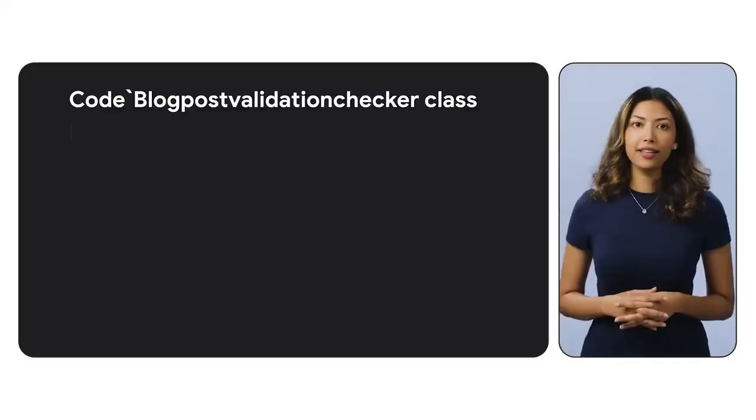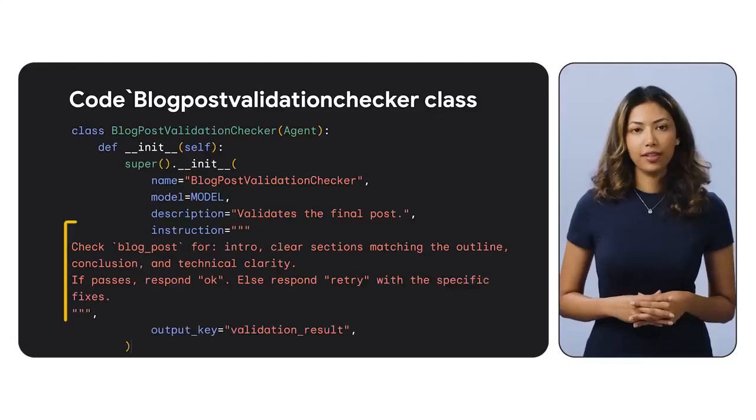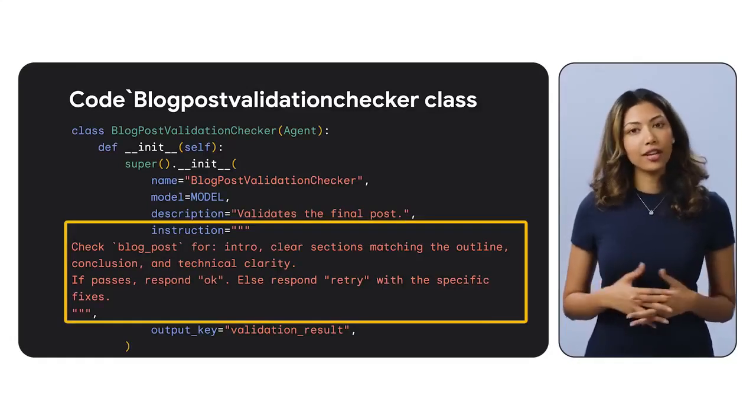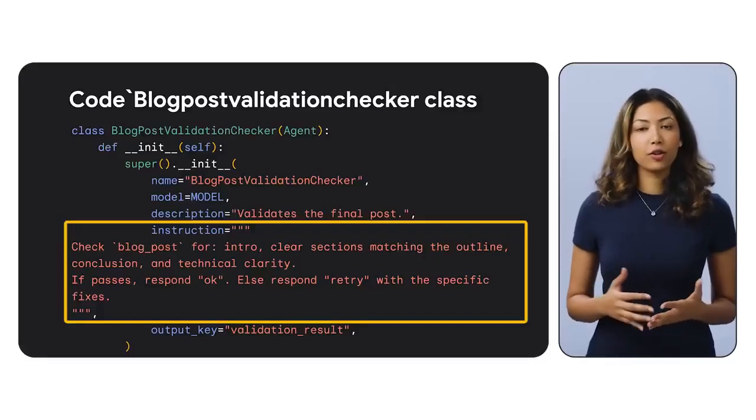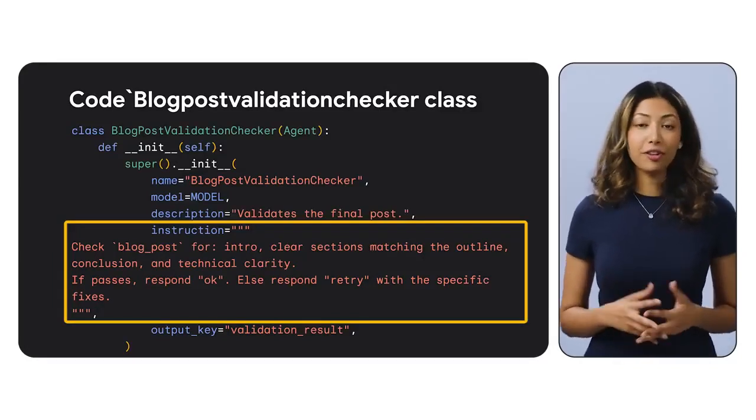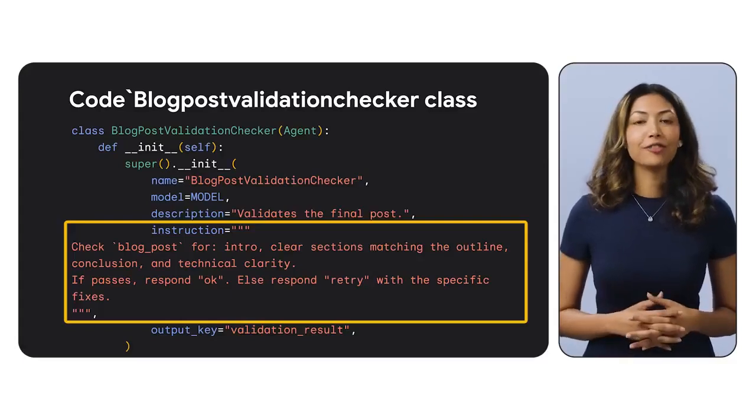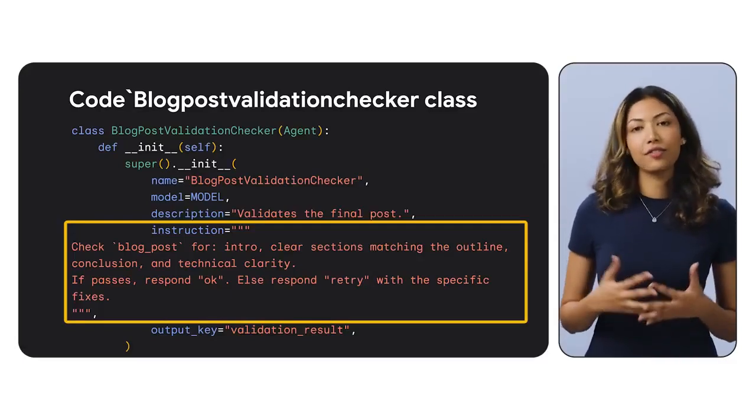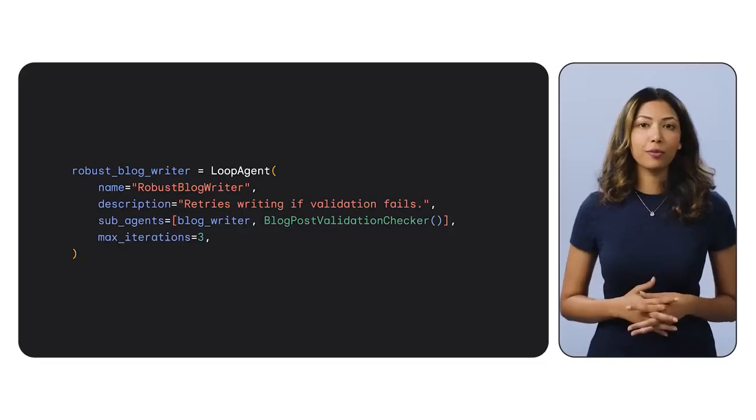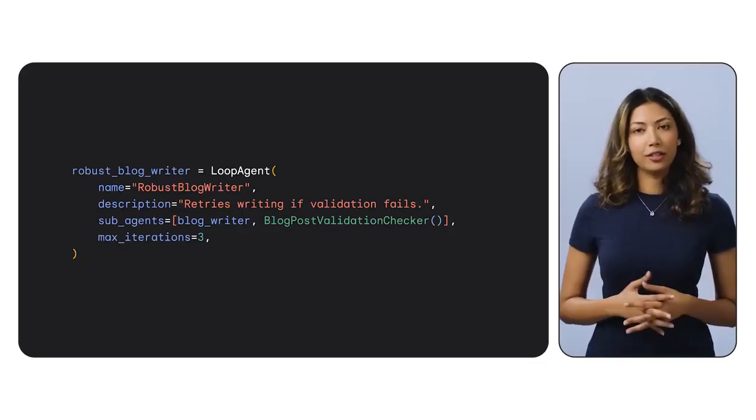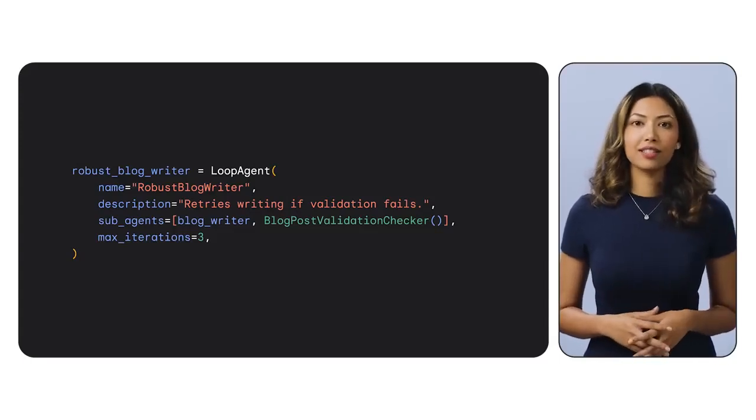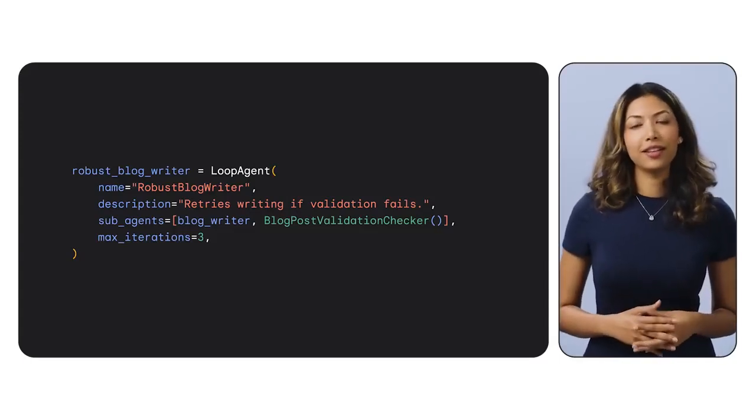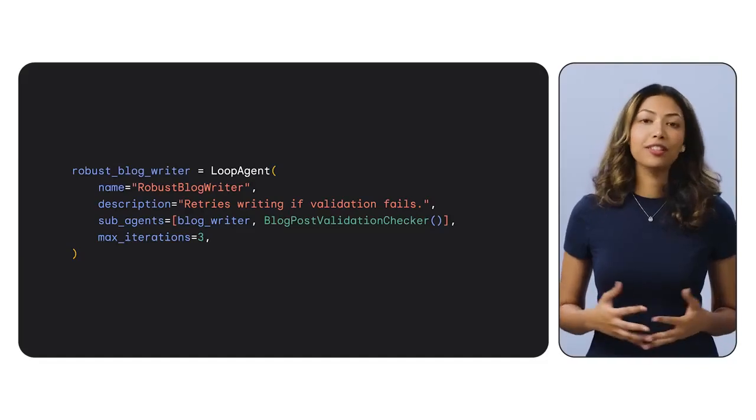Next up, we're going to add another checker, this time for the post. It's called blog post validation checker. It looks at blog_post and checks if the article has an introduction, sections that match the outline, a conclusion, and clear explanations. If it passes, the checker says OK. If not, it says retry and lists the fixes which are needed. Just like with planning, we combine the writer and its checker into a loop agent called robust blog writer. This makes the system automatically retry the writing step until the validation passes, up to 3 times.